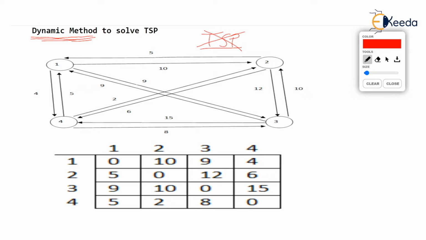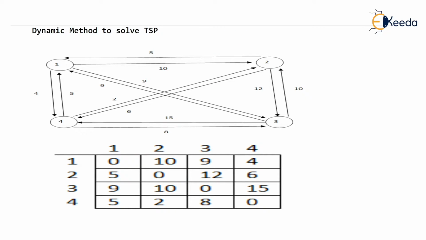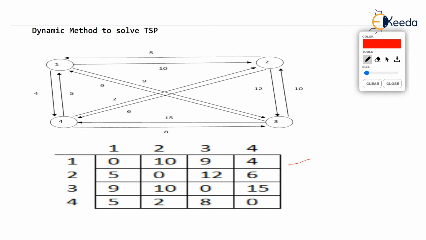Now for our representation, I have shown the graph and its adjacency matrix. Again, you know that it is a complete weighted directed graph, and the adjacency matrix shows all the weights. And you know the problem: we have to start from our source vertex 1, this is our home, and then visit every vertex exactly once and come back to 1.